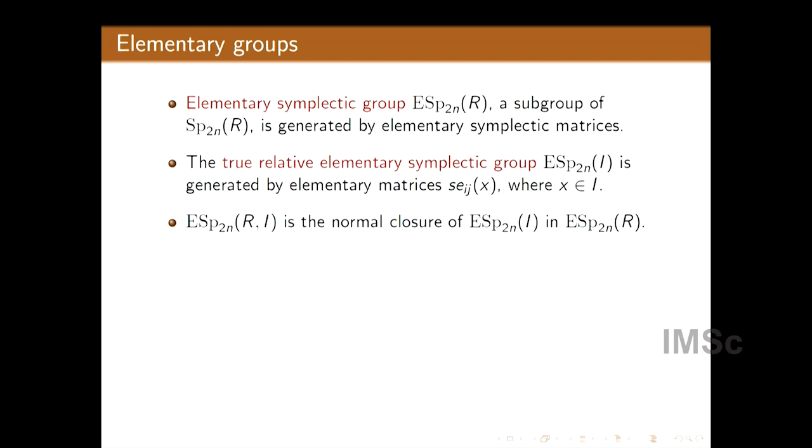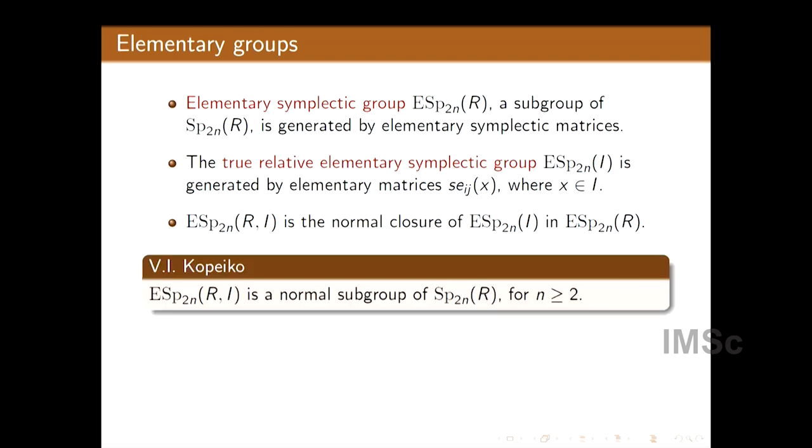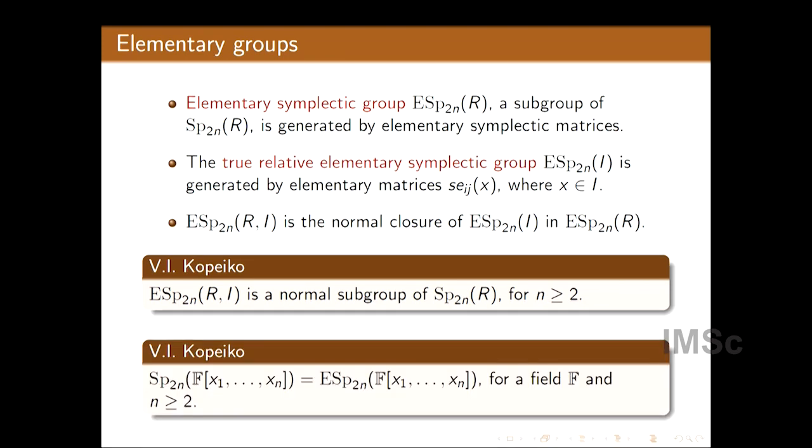So in this case, V.I. Kopeiko, he is a student of Suslin, proved that ESP2n(R, I), the relative group, is a normal subgroup of the symplectic group when size is bigger than or equal to 4. And using this, he proved a similar result, that any symplectic matrix over the polynomial ring over a field is actually a finite product of elementary symplectic matrices over the polynomial ring.